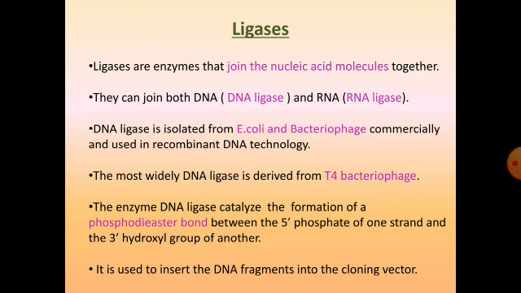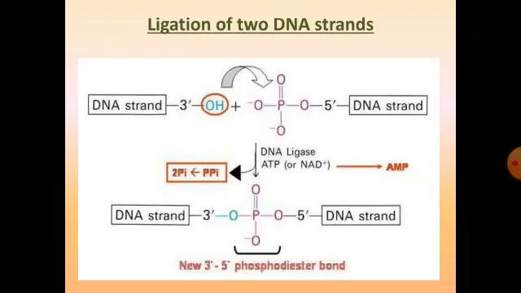The enzyme DNA ligase catalyzes the formation of a phosphodiester bond between the 5' phosphate of one strand and the 3' hydroxyl group of another. It is used to insert the DNA fragments into the cloning vector. This diagram shows how the ligase enzyme joins the two strands of DNA. It needs NAD plus or ATP for energy.